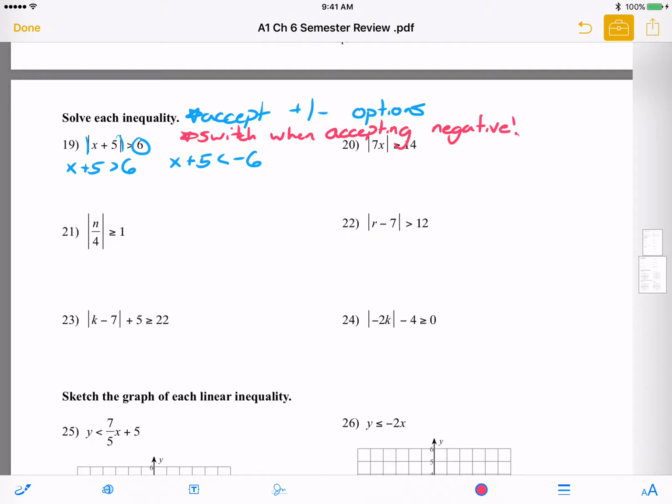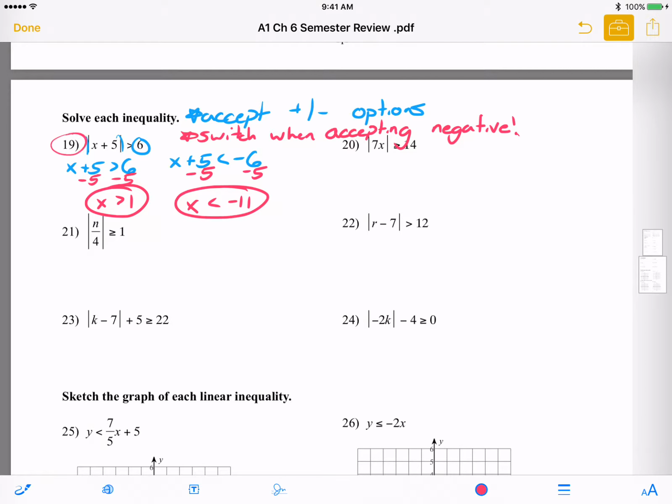All right. So switch when you accept that negative option. So now you just go through here and solve both these guys. So you subtract 5 to all of these parts. So you subtract 5. So now I get x is greater than 1. And I have x is less than -11. So those are just my 2 answers for these.